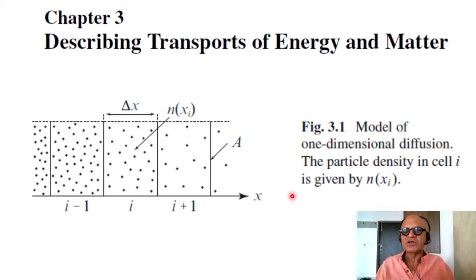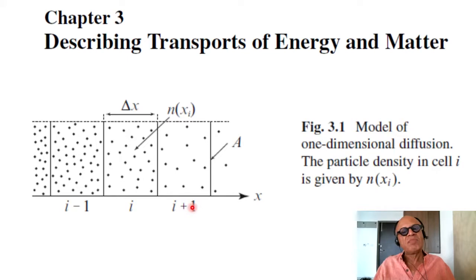The particle density in a cell at x_i, in the x direction, with boxes defined as delta x. Each box has some particle number n(x_i), and obviously that means the number of particles is dependent on x. As you can see, this box has more particles than this one, than this one, and so on, and we number them i minus 1, i plus 1. You already know where that goes.